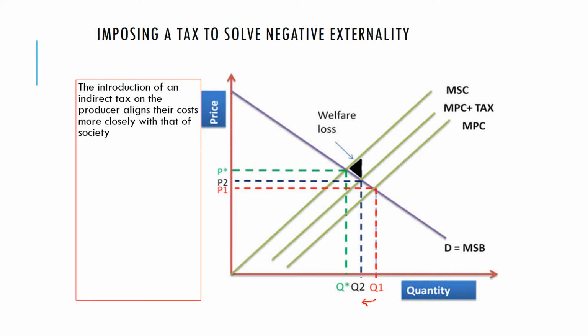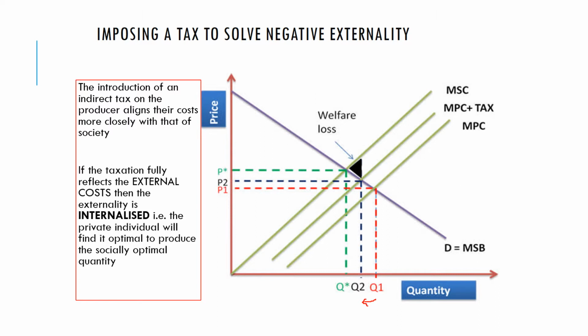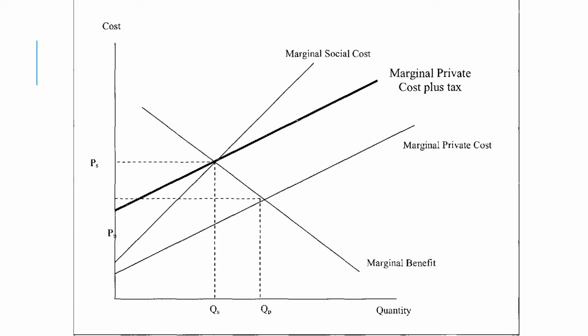So the introduction of an indirect tax on the producer aligns their costs more closely with that of society. If the taxation fully reflects the external cost, then we say the externality is not external anymore, it's become internalized, i.e. it's become part of the thinking process of the private individual. And so we can go about trying to solve the market failure through the government imposition of a tax. The next slide here has a nice example of this diagram, which you may want to print out, print screen, and then stick into your notes.